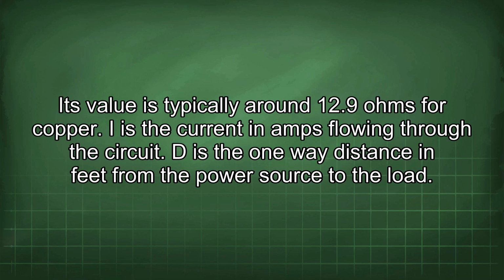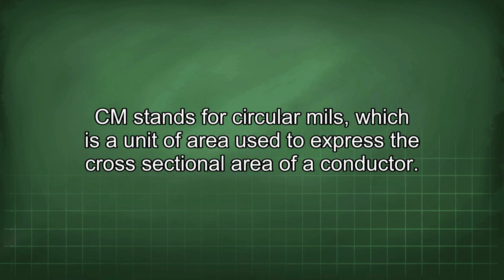I is the current in amps flowing through the circuit. D is the one-way distance in feet from the power source to the load. Cm stands for circular mils, which is a unit of area used to express the cross-sectional area of a conductor.